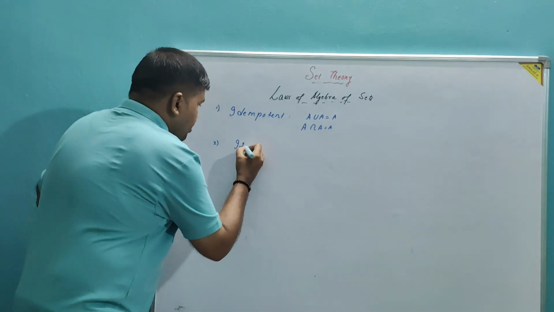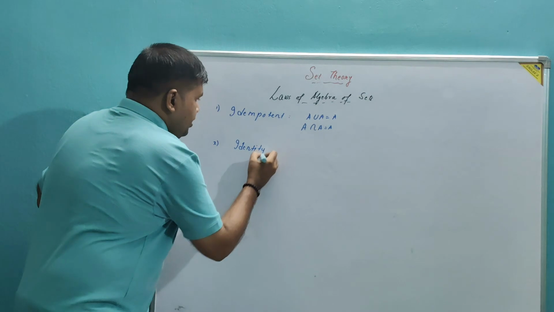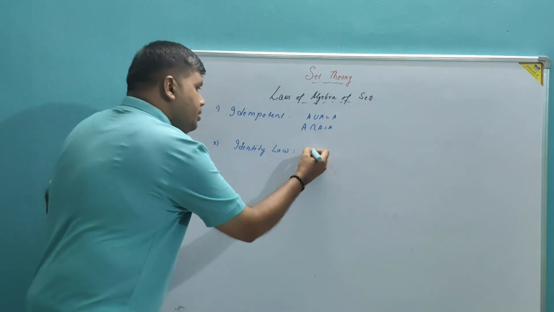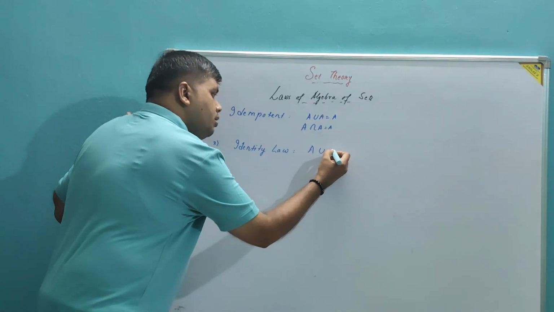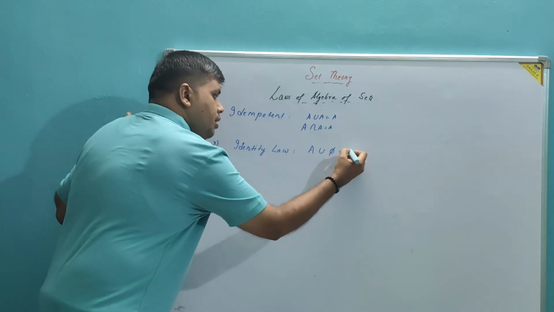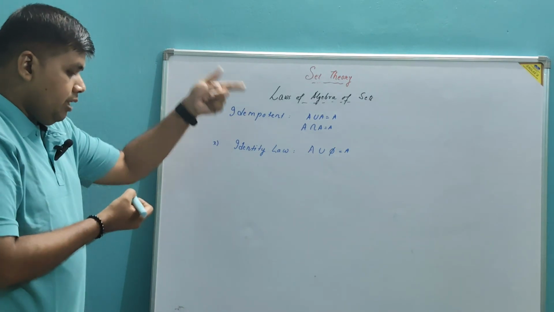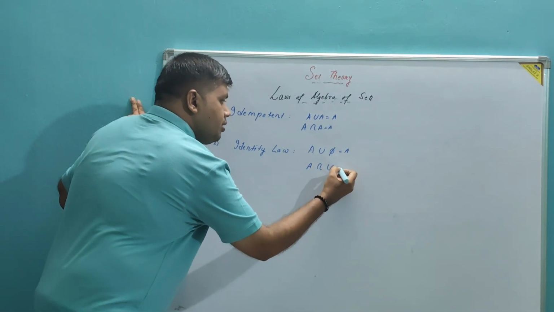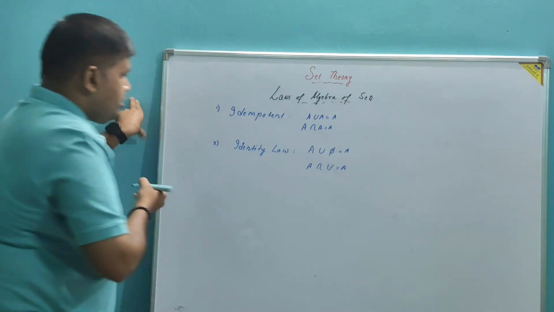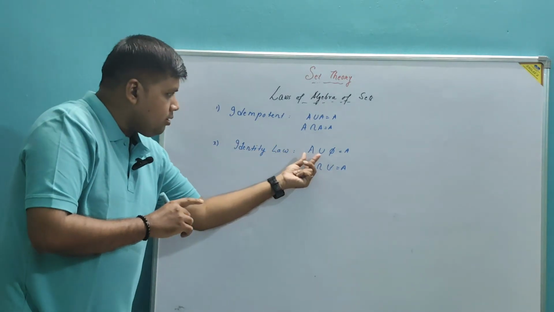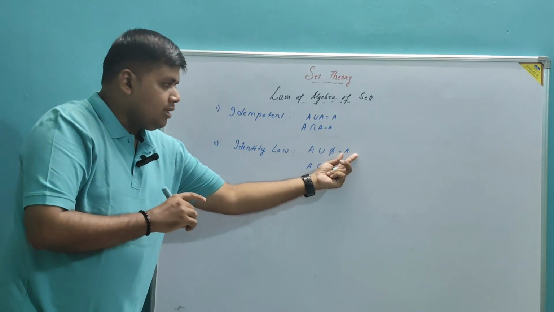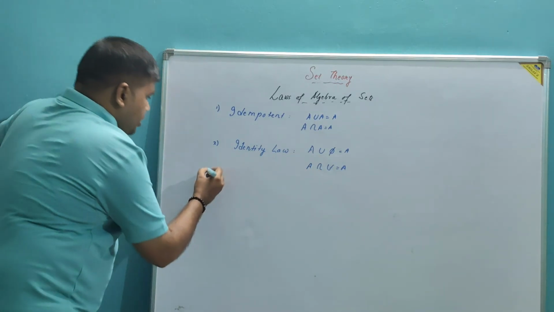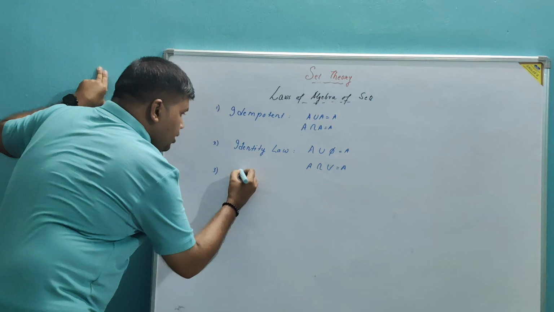Next is the identity law. So what is identity law? It means they will give us the same set. So A union null will give us A, and A intersection universal set will also give us A. So that is called identity law. It is called identity law because we get the same set. The resultant set is the same set as the input set.